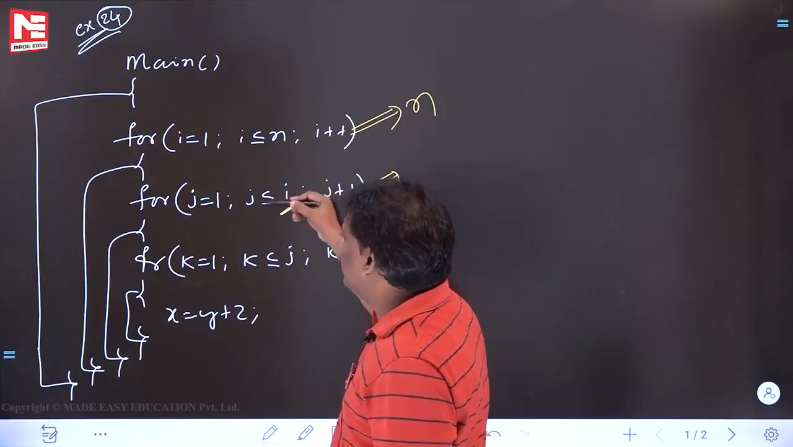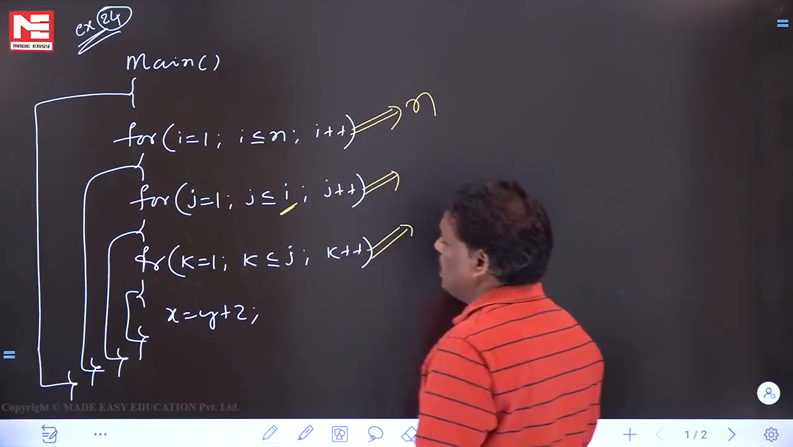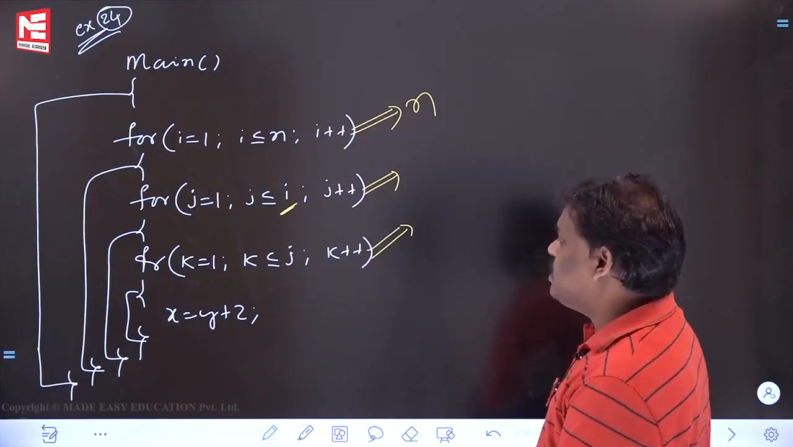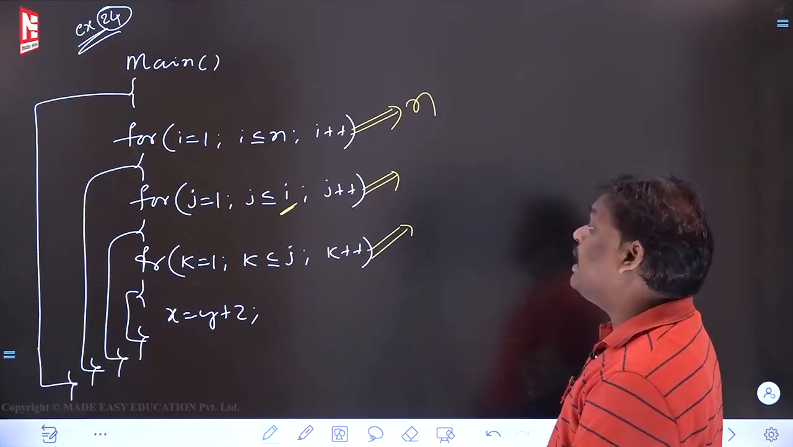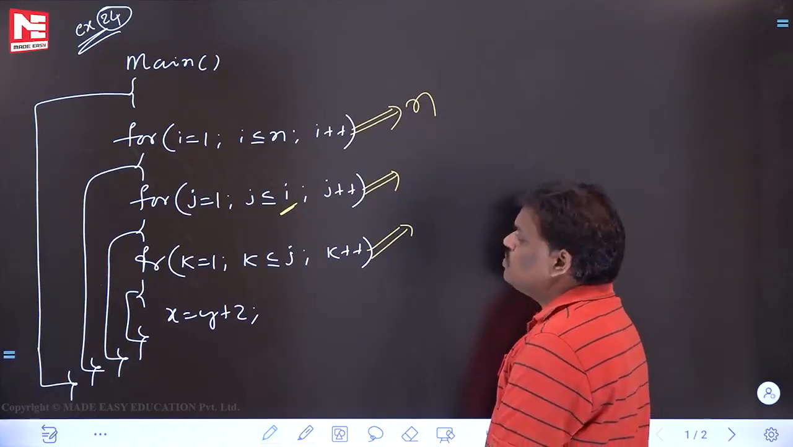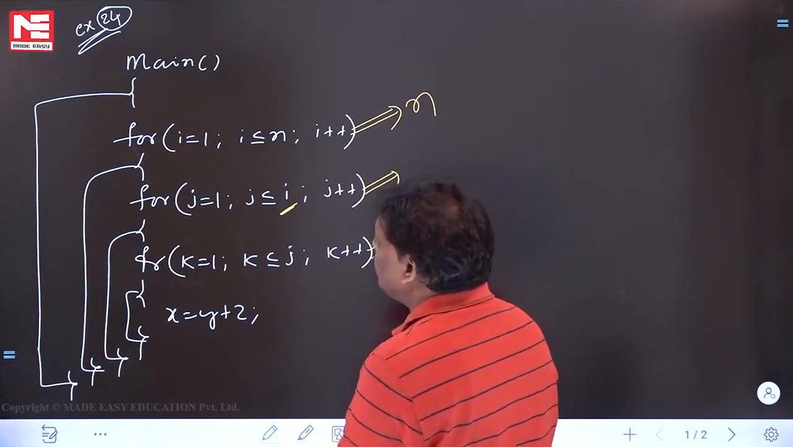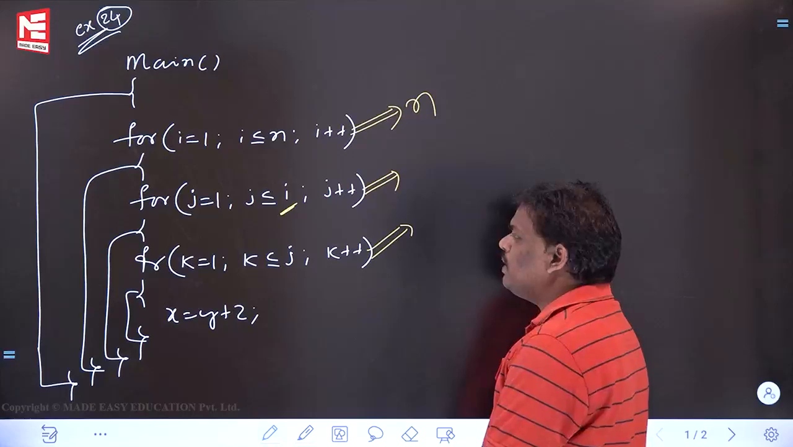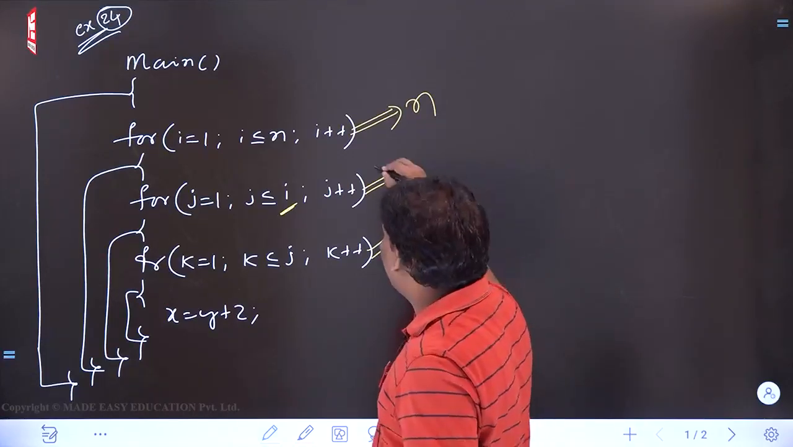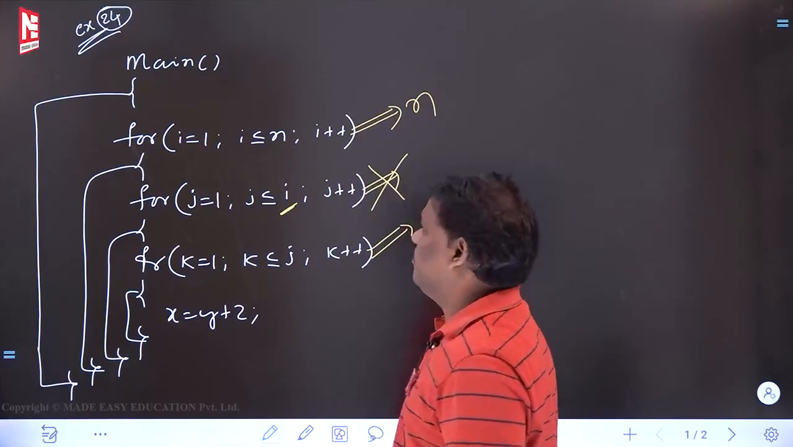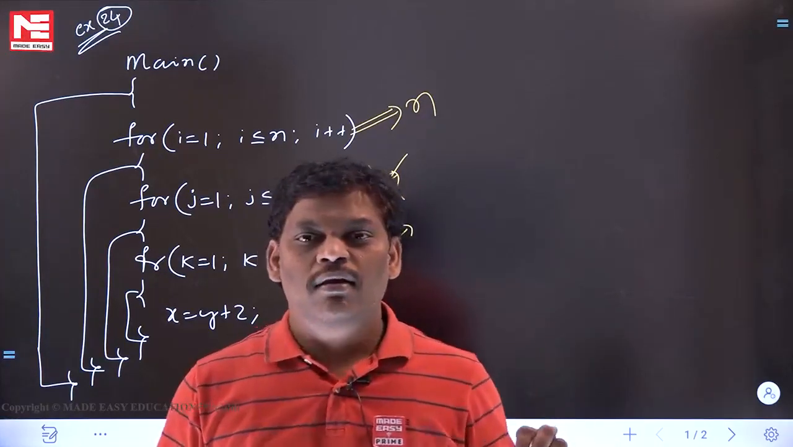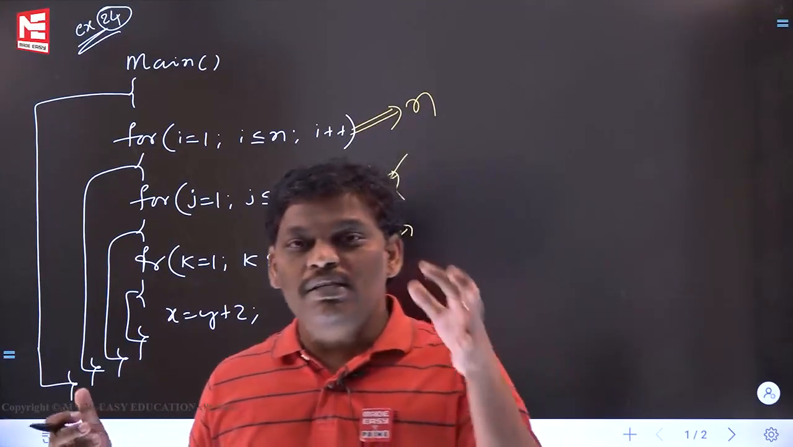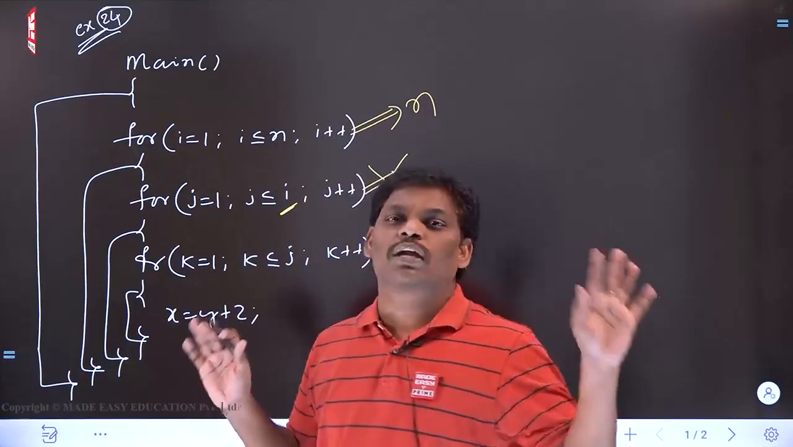What is the meaning? J loop is based on I loop. I asked the J loop, how many times are you? It is based on the I value. If the I value is 5, J loop is 5 times. If I value is 10, J loop is 10 times. There is a dependency. If there is a dependency, you cannot do it directly. If there is no dependency in inner loops, what will you do? Find individual and multiply. Because there is a dependency, individually you cannot find out.